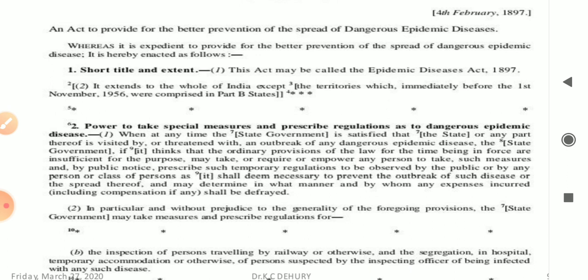It's an ordinary method of controlling the disease. If some disease is coming and there is no possible way to control it in an ordinary manner, then we have to follow the Epidemic Diseases Act of 1897.